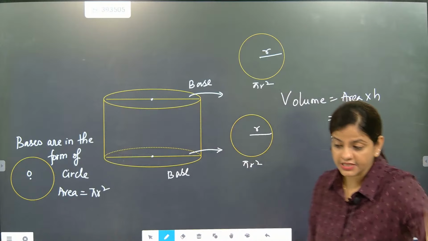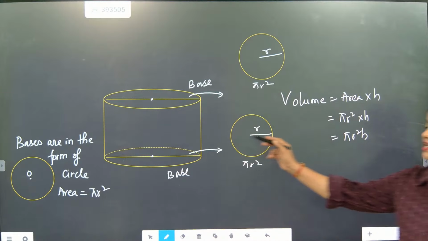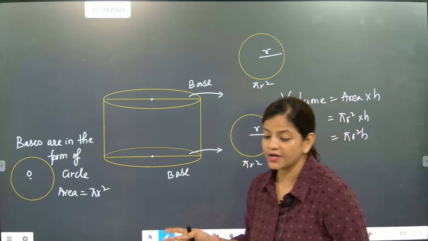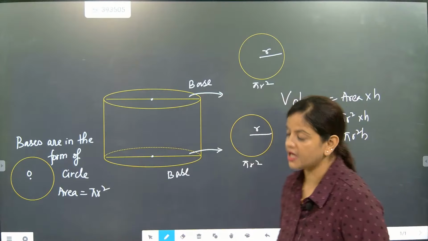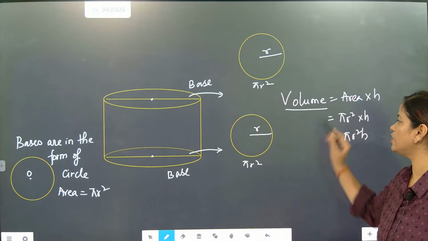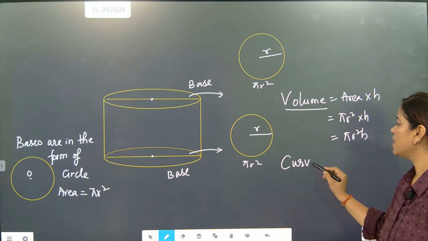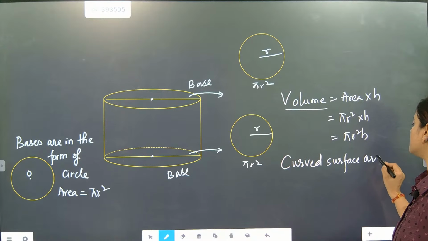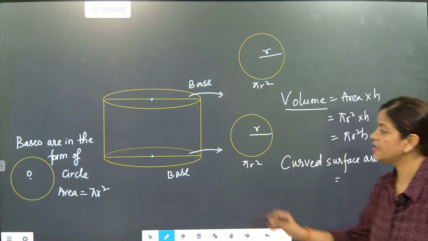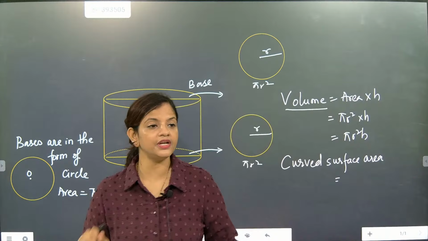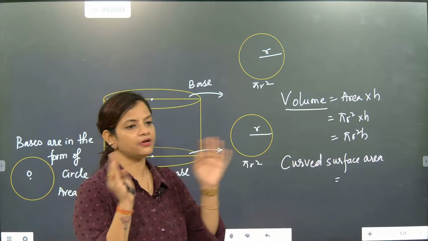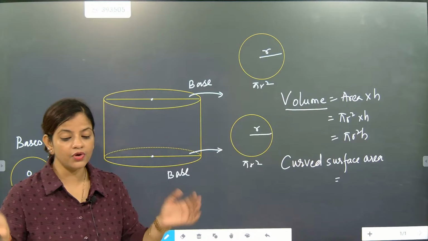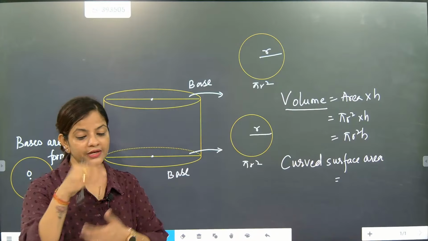Now beta, the next important point is surface area. There are two surface areas. One is curved surface area and second one is total surface area. So curved surface area, this is volume. Now somebody talked about curved surface area. Hi Himanshu. So curved surface area is what? See, curved surface area means we will be taking only the external part, not the internal content.